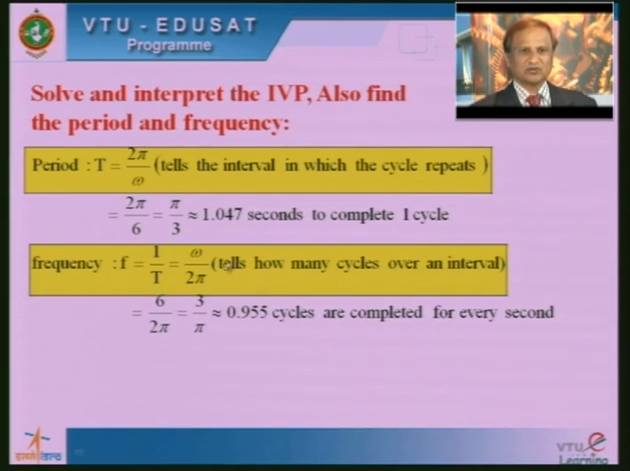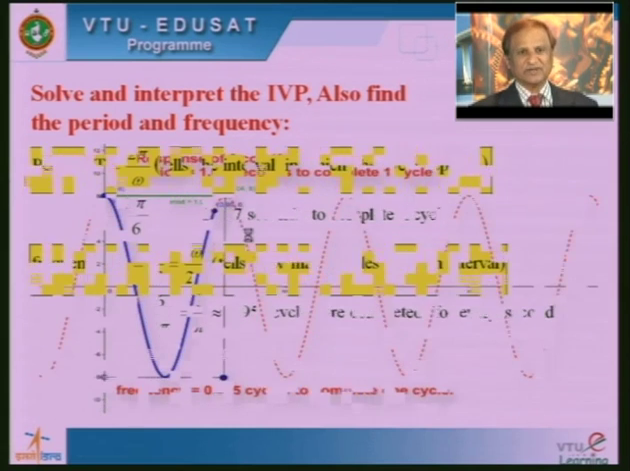To complete one cycle, how much time is required? 1.047 seconds. In exactly the similar way, I can calculate frequency: 1 by T, or omega by 2 pi. Again we substitute the value of pi and simplify. I hope you will get 0.955 cycles completed for every second. So by using these two formulas we are able to calculate period and frequency.